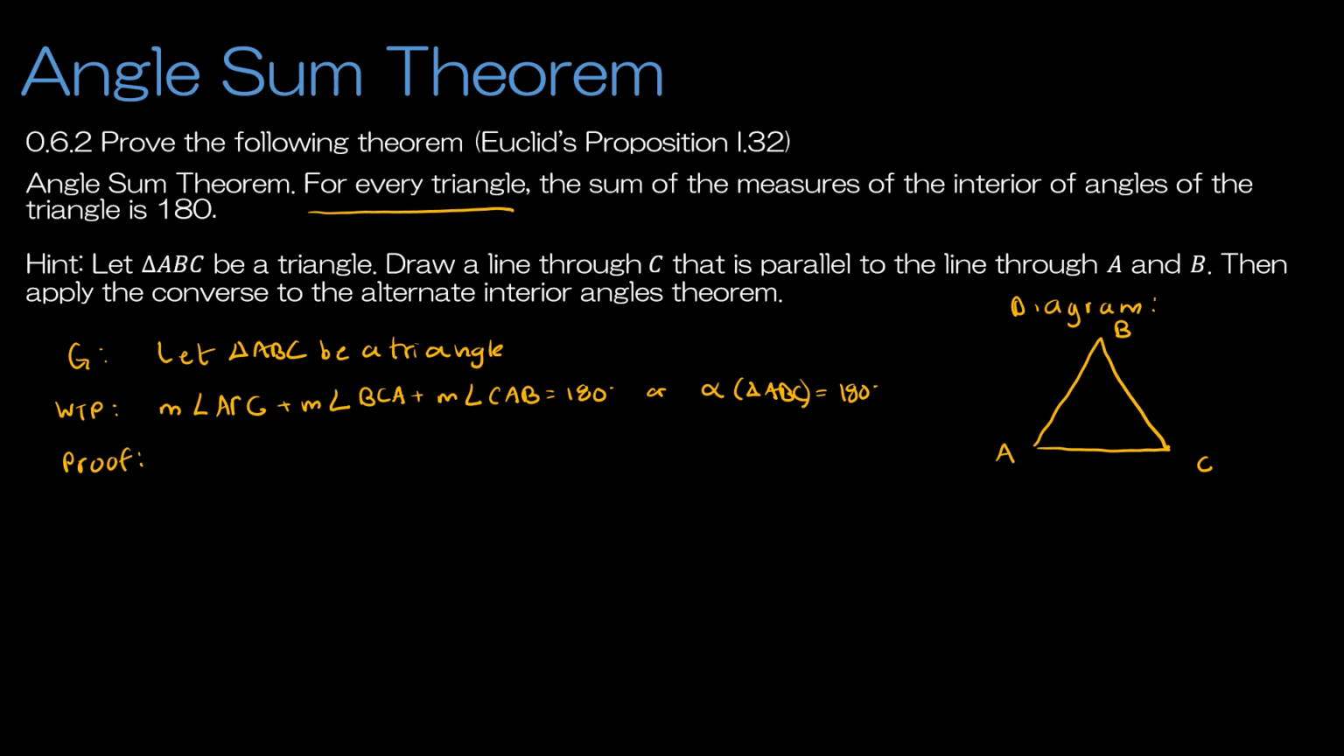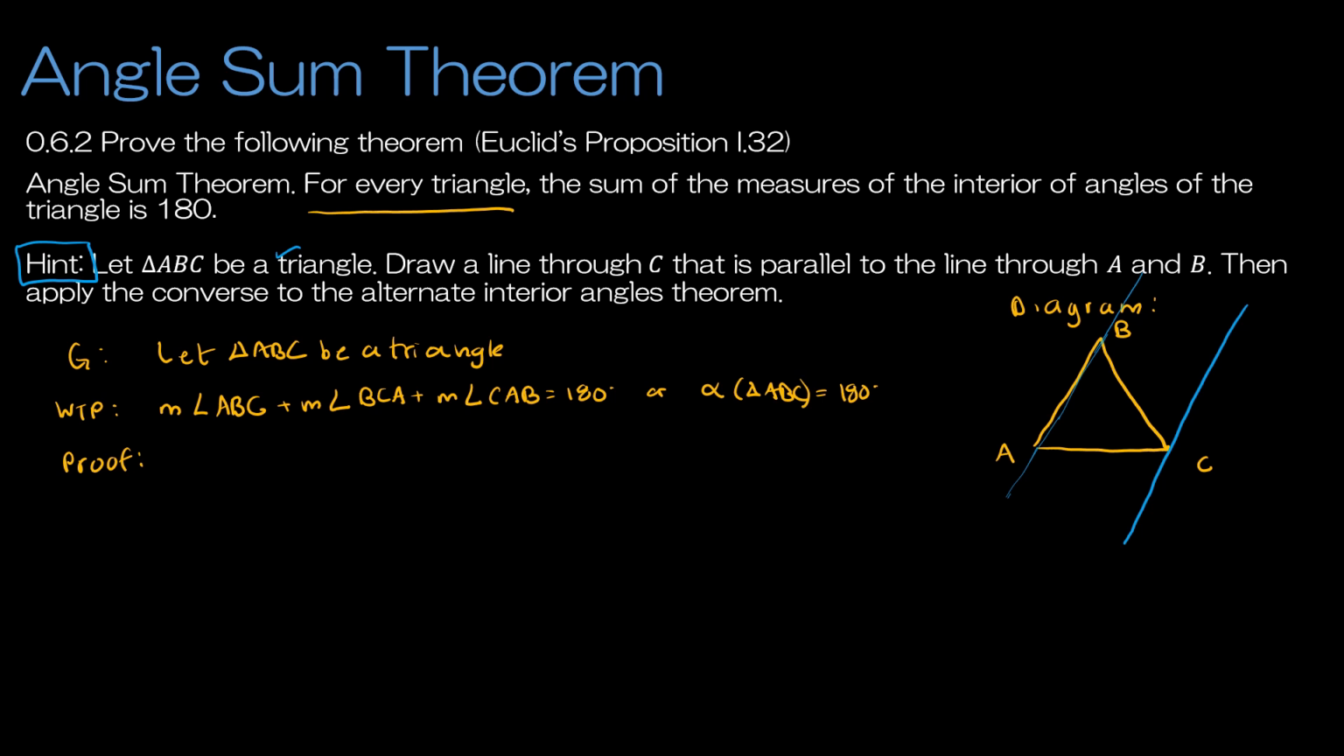All right, so now moving forward with our proof. This one in particular gives us a hint, and the hint says let ABC be a triangle. Well, we already did that. Draw a line through C that is parallel to the line through A and B. So essentially they're saying this is a nice line that you have, and we want a line parallel to that. And then apply the converse to the alternate interior angles theorem. So you might be saying, is that legal? Can we do that? Well, the answer is yes, if you say it in your proof, it's legal.